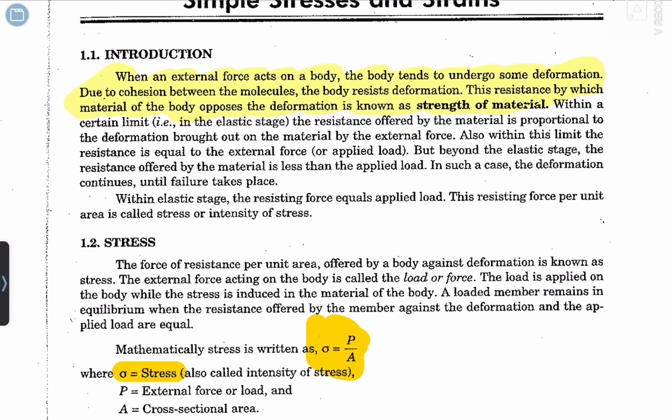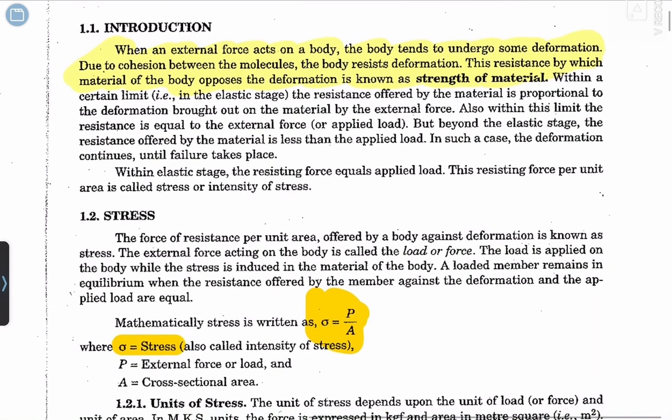Within a certain limit, the elastic limit, the resistance offered by the material is proportional to the deformation brought about on the material by the external force. Also, within this limit, the resistance is equal to the external force. So, in the elastic stage, the resistance is directly proportional to the external force. But beyond the elastic limit, the resistance is less than the applied load.